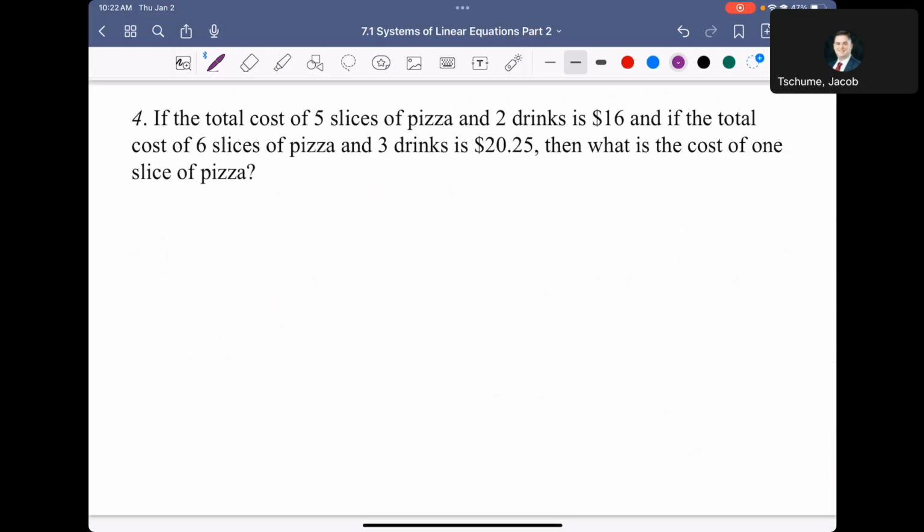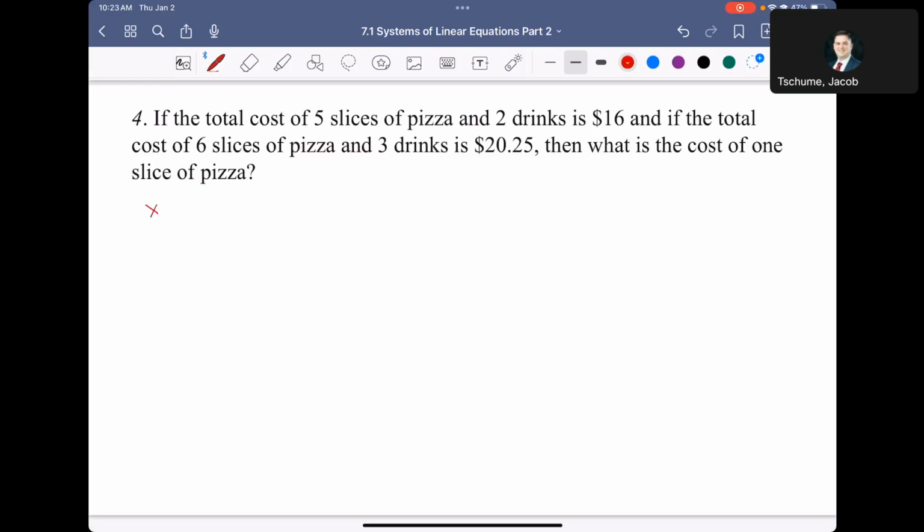So for number 4 and the last problem for this video, if the total cost of 5 slices of pizza and 2 drinks is $16, and if the total cost of 6 slices of pizza and 3 drinks is $20.25, what is the cost of just 1 slice of pizza? So it's not even asking about the drinks, but we'll need that in order to solve this problem.